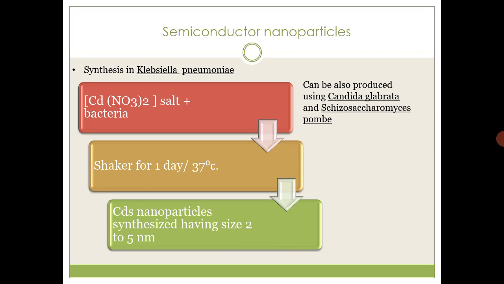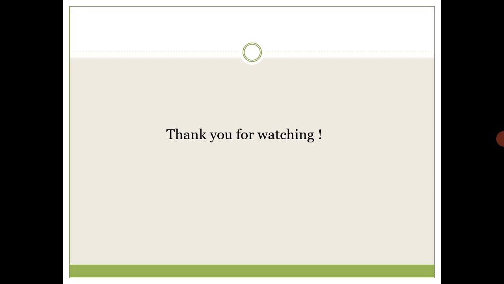So this is one example for the synthesis of the semiconductor nanoparticle using the microbe, Klebsiella pneumoniae. The second one is Candida glabrata and the Schizosaccharomyces pombe. These are the two different examples for synthesizing the CdS semiconductor nanoparticles. So this was about the semiconductor nanoparticles.